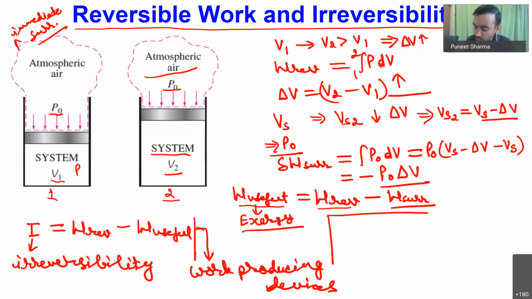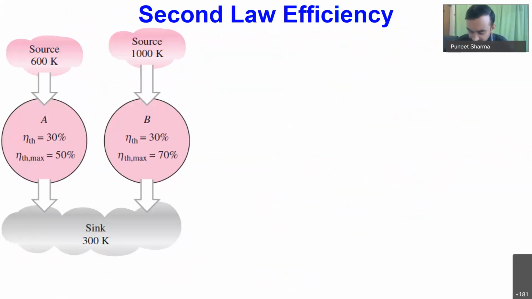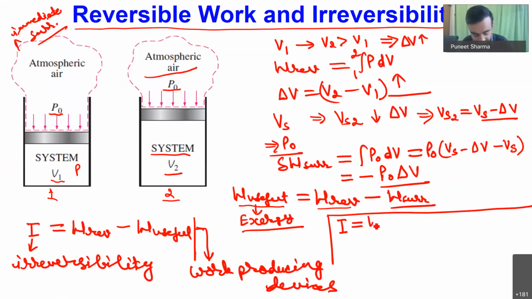And if we talk about work consuming devices, we already know that the reversible work will be less in comparison to the actual work consumed. So for work consuming devices, irreversibility is defined as W, the actual amount of work we have supplied, minus W reversible. So this expression is applicable for work consuming devices.